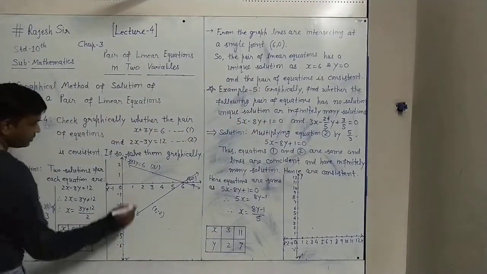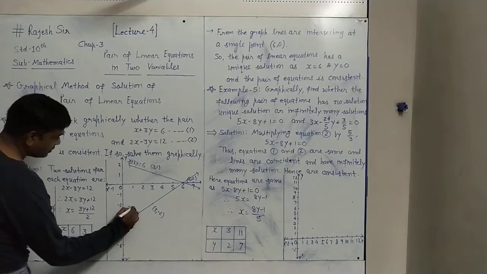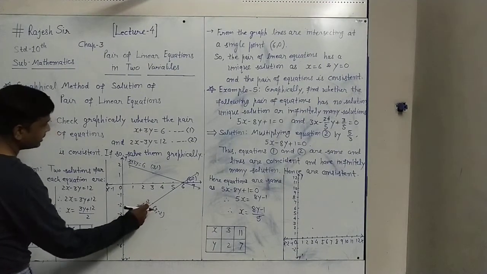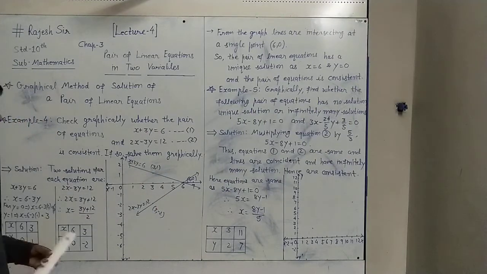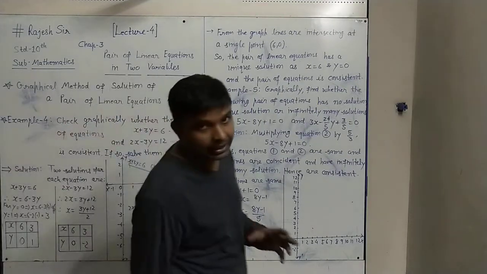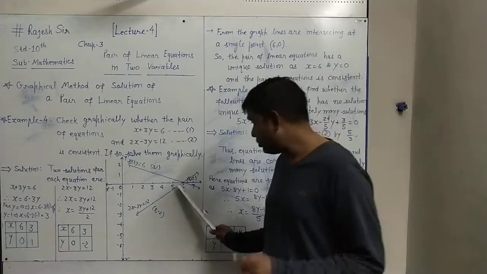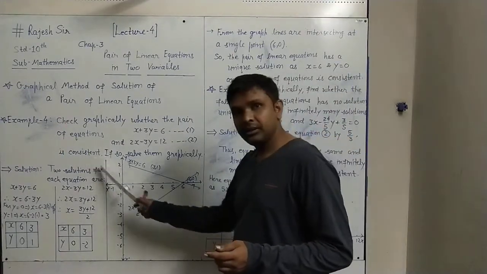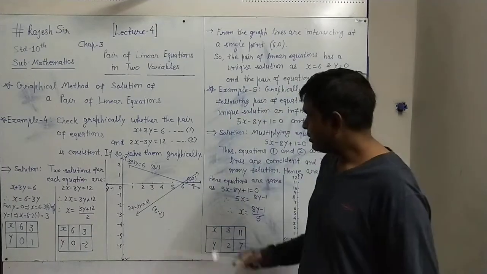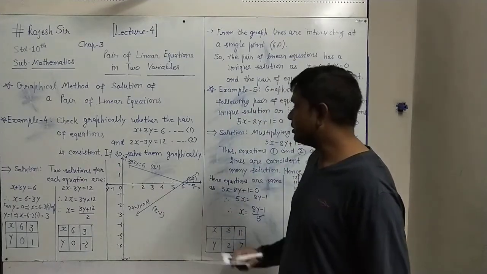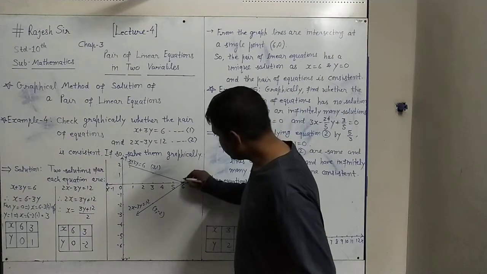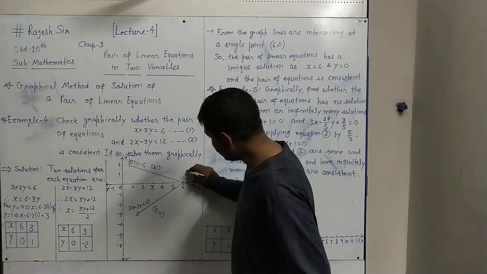Second equation is 2x minus 3y equal to 12. That's the line it represents. Here we can see the two lines are intersecting each other at one single point. So we say it is consistent. And what is the solution? The intersection point will be its solution, that is (6, 0). I'll write it clearly here: it is (6, 0).